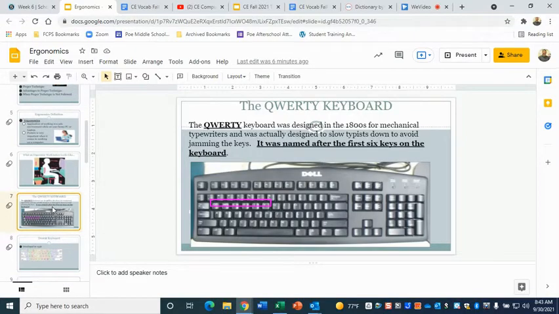The Qwerty Keyboard. The Qwerty Keyboard was designed in the 1800s for mechanical typewriters and was actually designed to slow typists down to avoid jamming the keys. It was named after the first 6 keys on the keyboard.